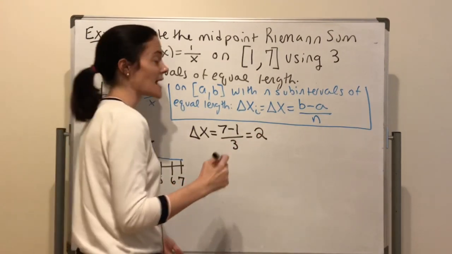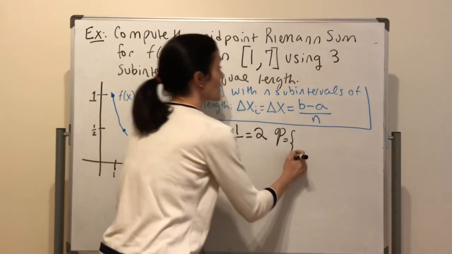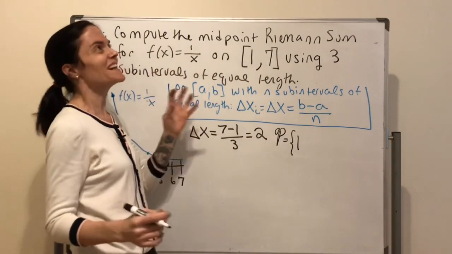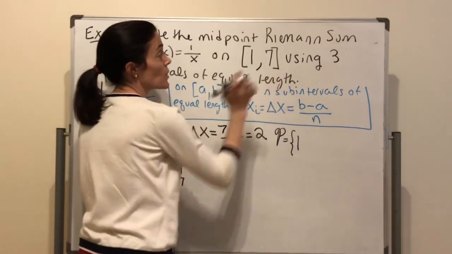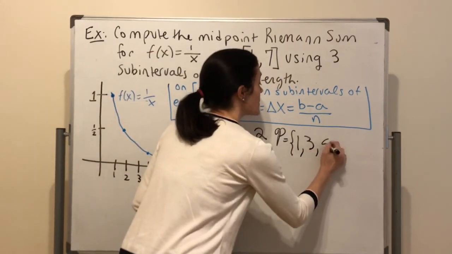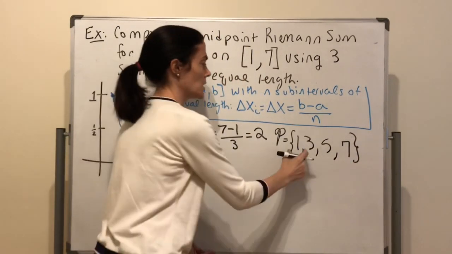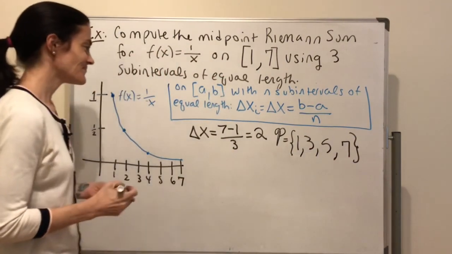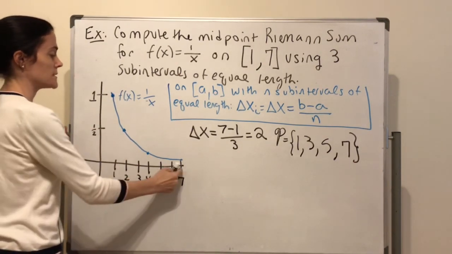And once we have delta x, we can write down our partition, the partition P. Okay, well, it always has here the first endpoint, or the endpoint of our interval, we should say, and then you march forward by delta x until you arrive at the other endpoint of your interval. So this would be 1, 3, 5, and 7. And you can count to make sure you have 1, 2, 3 subintervals. Okay, looks good. Now, here is a graph of 1 over x on 1 to 7.